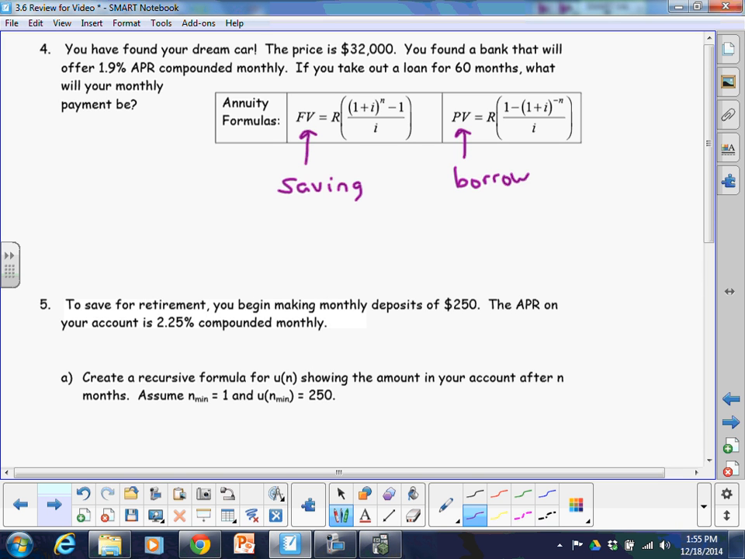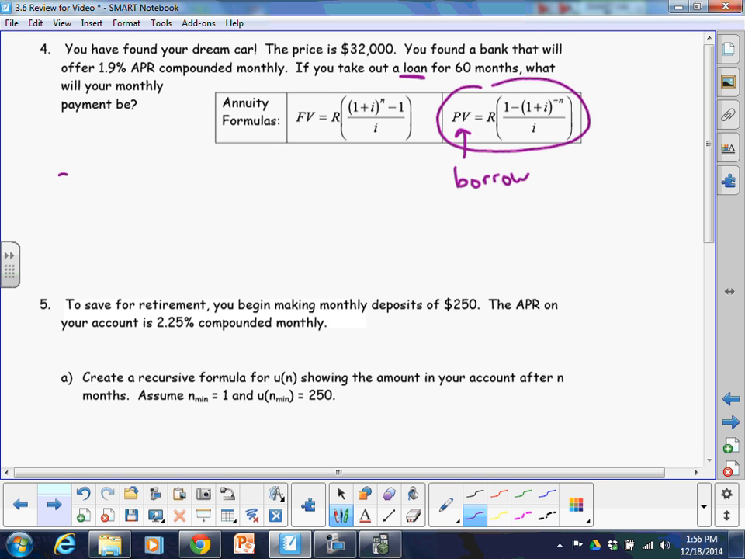Let's say we found your dream car, $32,000. Bank's giving you 1.9% APR. Loan is 60 months. What will your monthly payment be? Okay, so you borrowed this money. You took out a loan. So we're going to use the present value one. So that present value is the amount you borrowed.